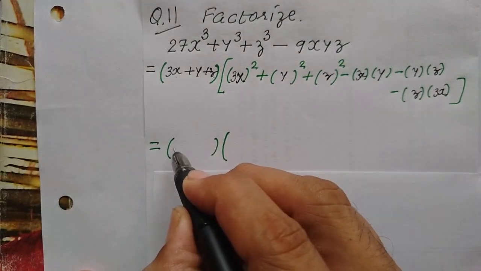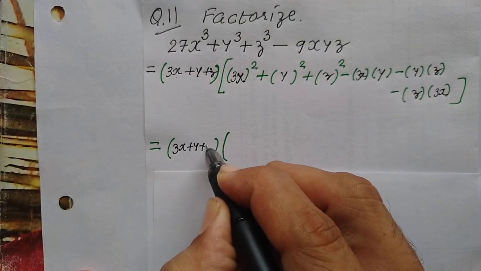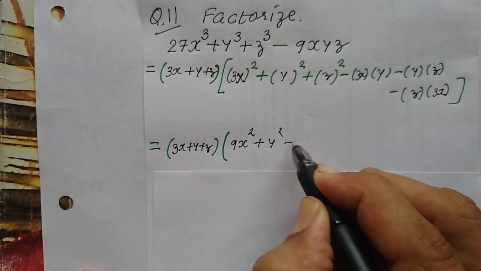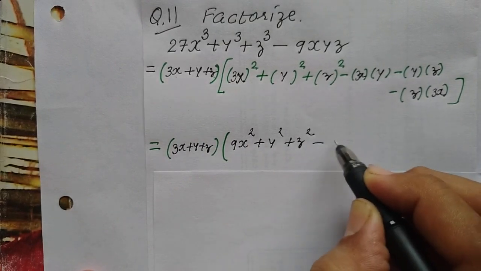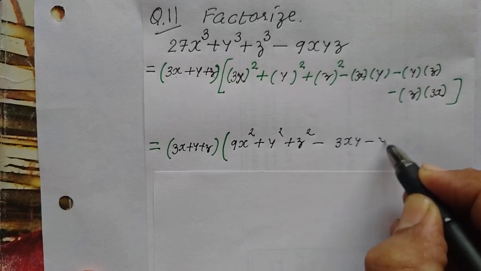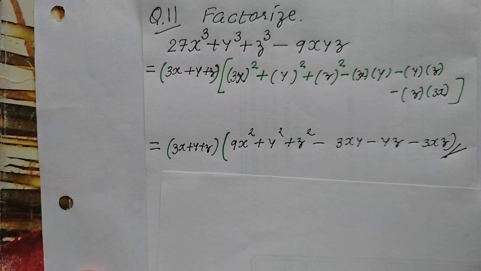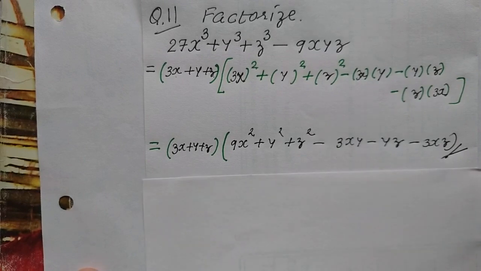So here, 3x plus y plus z, 9x square plus y square plus z square minus 3xy minus yz minus 3xz. Over, children, answer. Okay, it is very easy.